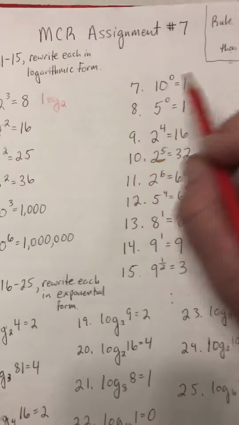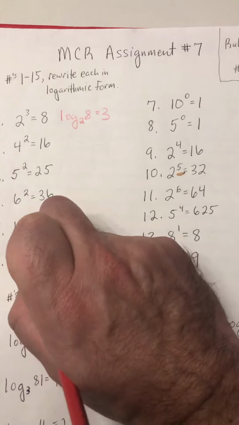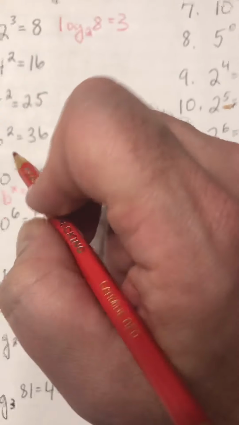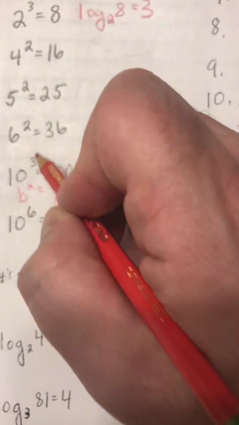Let's try another one, number 5. This one says 10 to the 3 equals 1,000. So if I write b to the x equals y, b is 10, the x is 3, and the y is 1,000. So it's log base b, which is 10, of y, which is 1,000, equals x, which is 3. And that's how you do that one.